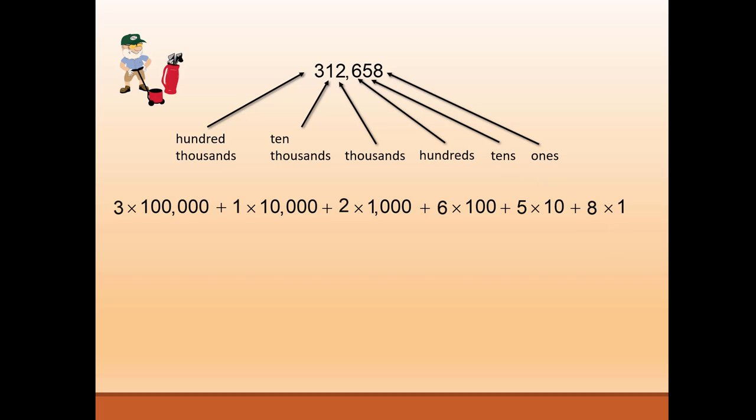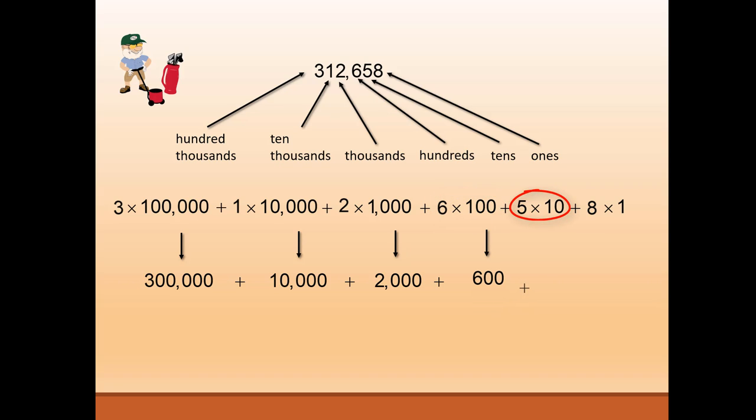So now let's see what we have for a value. 3 times 100,000 is 300,000. 1 times 10,000 is going to give us 10,000. 2 times 1,000 will give us 2,000. 6 times 100 will give us 600. 5 times 10 will give us 50. And 8 times 1 is going to give us 8. So now we've multiplied each of the numbers. Each of these digits were multiplied by their respective place value and expressed as a number. And now we're going to go ahead and add them.